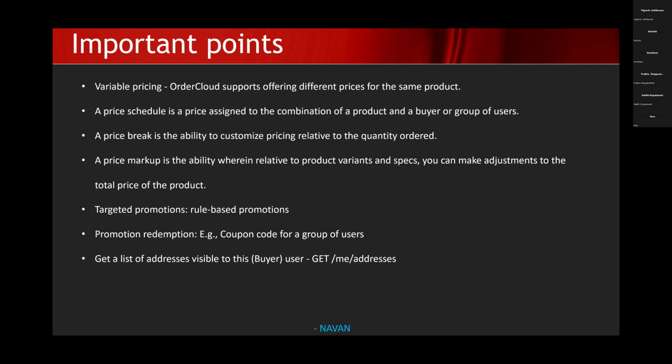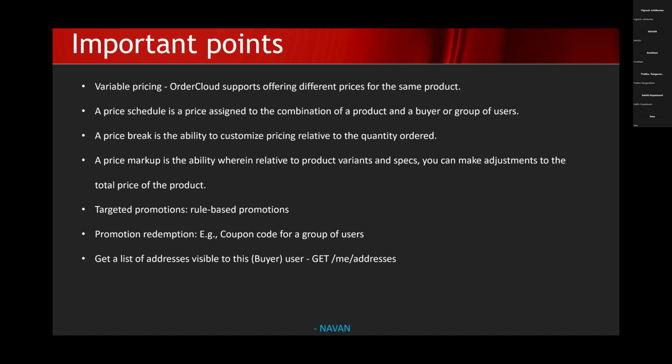Important points. There is this concept of variable pricing. So Order Cloud supports offering different prices for the same product. You have that. Then you can also create catalogs specific to a buyer. Also, you can assign the same catalog to different buyers. So a catalog is nothing but a list of products, and it might or might not have a product category to make it hierarchical. But the idea is to give a catalog with the price, so that the buyer can pick what they need.